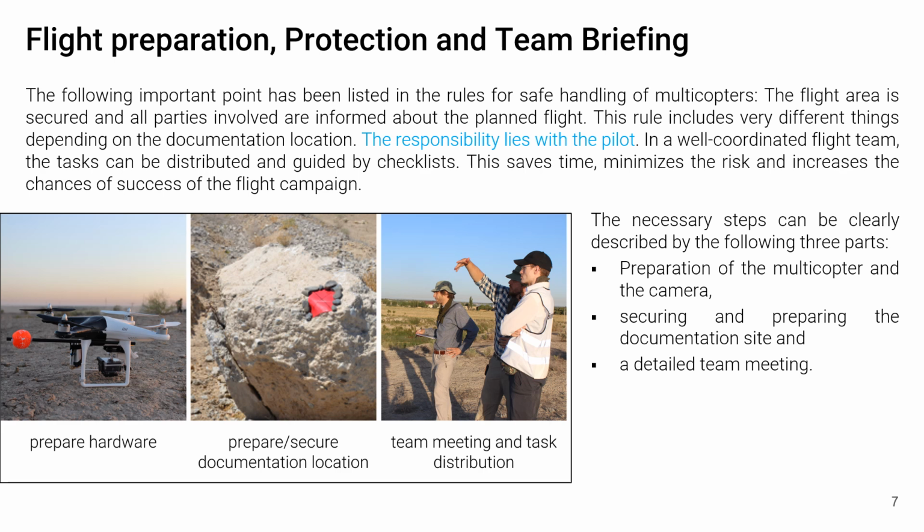Again, the following important point has been listed in the rules for safe handling of multicopters. The flight area is secured and all parties involved are informed about the planned flight. This rule includes very different things depending on the documentation location. The responsibility lies with the pilot. In a well-coordinated flight team, the tasks can be distributed and guided by checklists. This saves time, minimizes the risk, and increases the chances of success of the flight campaign.